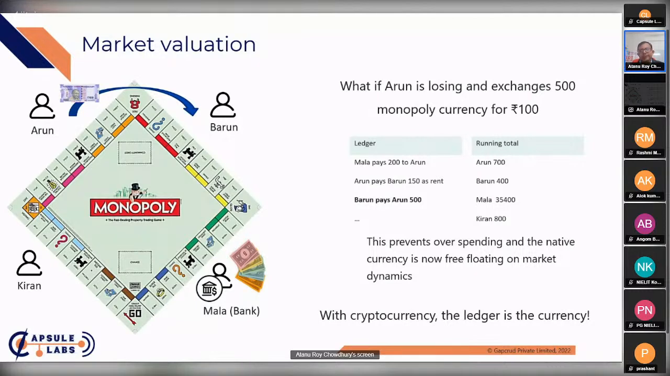So with cryptocurrencies, the ledger is the currency, right? And double spending, the problem of double spending really is, if I have a transaction, right?